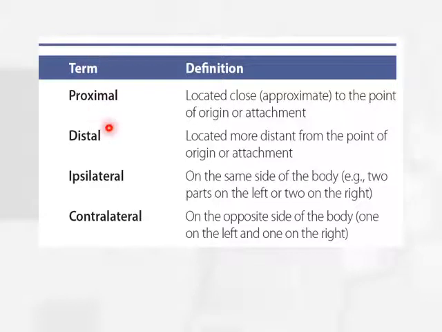Proximal and distal. Proximal is located close to the point of origin or attachment, while the distal part is the most distant part from the point of origin or attachment. Ipsilateral and contralateral. An ipsilateral lesion means it is on the same side of the body, while a contralateral lesion means it is on the opposite side of the body.